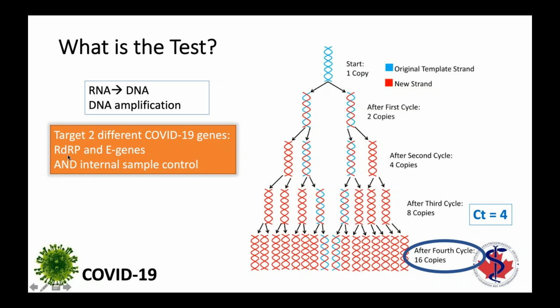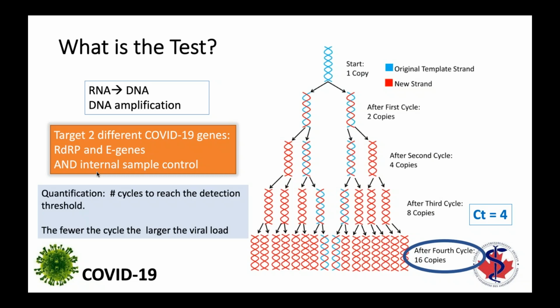So in our assay, we target the RdRp gene as well as the E gene. Other assays have slightly different gene targets. The other important component is the internal sample control. This gives us an indication of whether patient samples are present within the submitted collection. So if it's a nasopharyngeal swab, is there any human DNA present in that sample? An indication of sample quality. And again, the number of cycles that passes the threshold is a quantification tool for us.